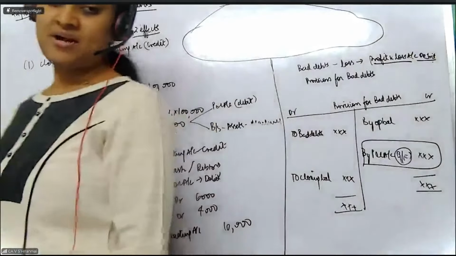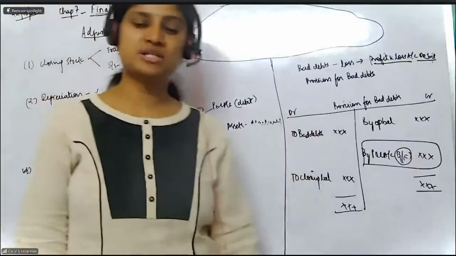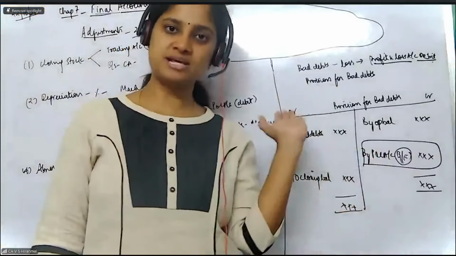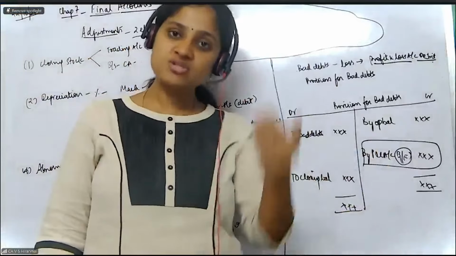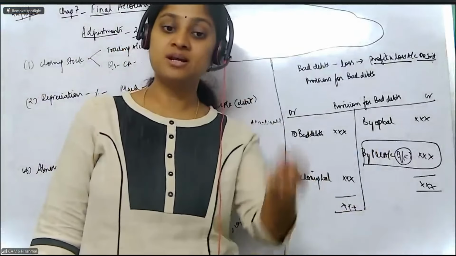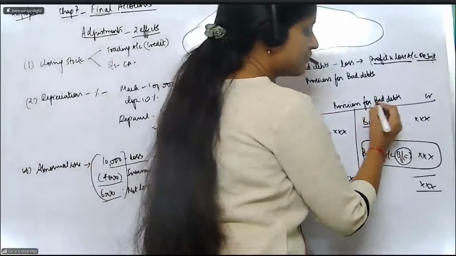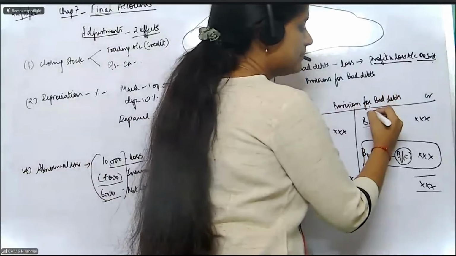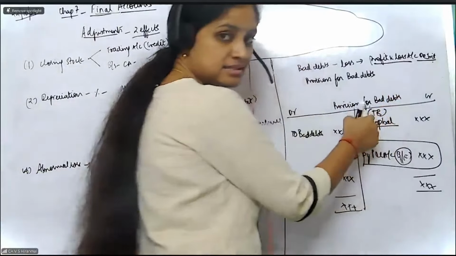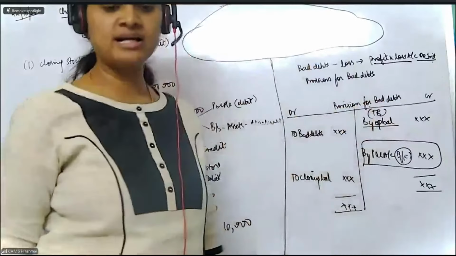Now, madam, from where should I take the information? This I will also write in the exam. But from where should I take the information? When I read the question, what should I understand? My dear students, opening balance of provision for bad debts will be given in your trial balance. This will come from your trial balance.